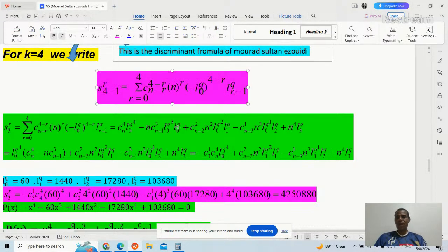S4 minus 1 is S3, the sum from 0 to 4 of combination n minus r, choose 4 minus r, times n raised to the power r, between parentheses, negative L0 of the Q raised to the power 4 minus r, times L r minus 1 of the Q.